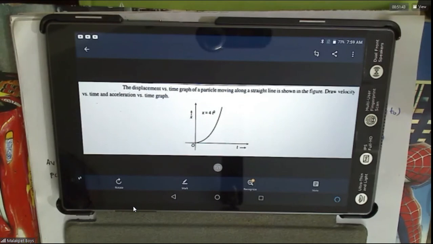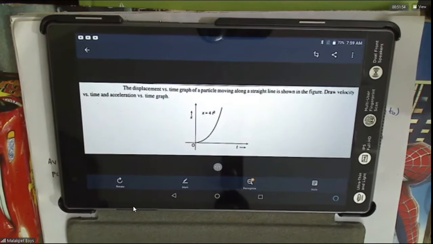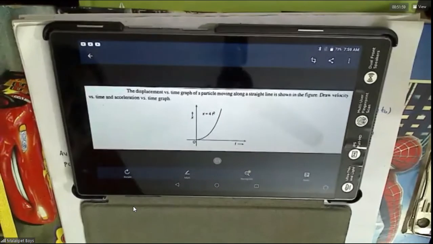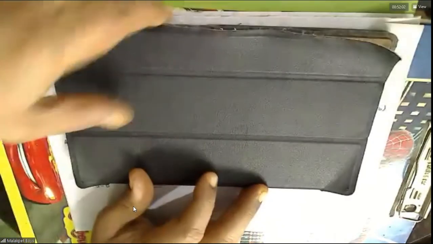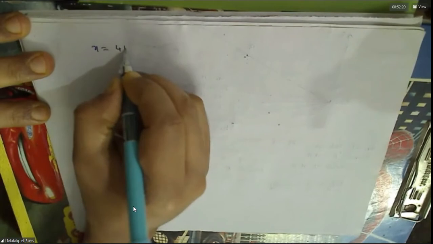That is 4t square. X equals 4t square. Finished? Yes, sir, completed. Now what is he asking? Read the question: displacement, time, velocity and acceleration. How to get velocity from this? He has given x is equal to 4t square.